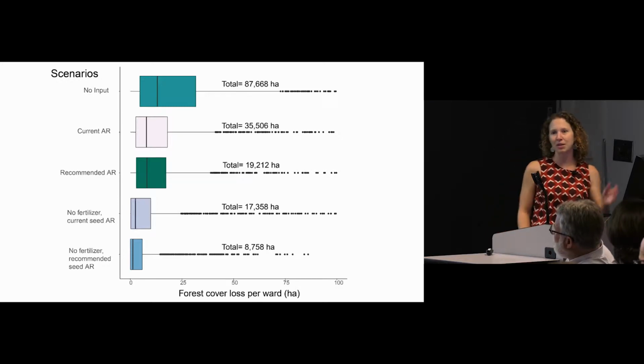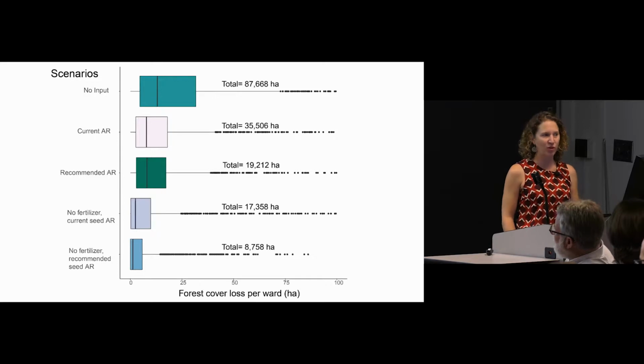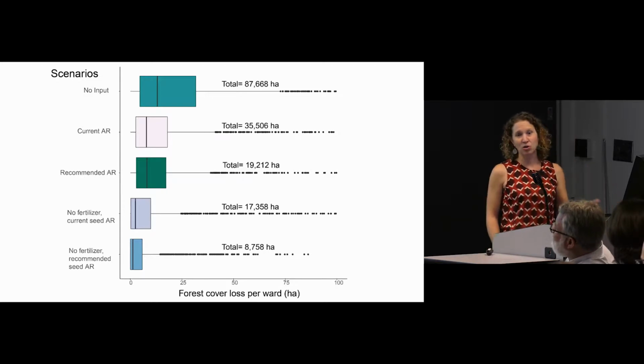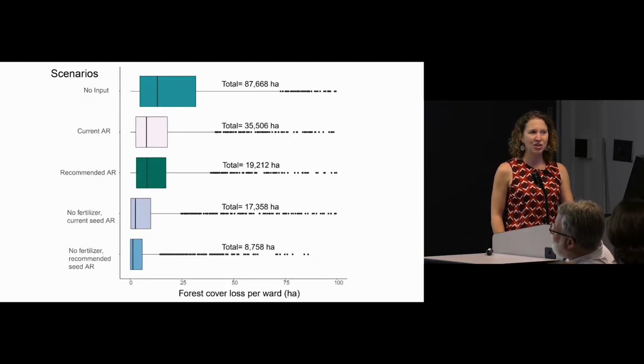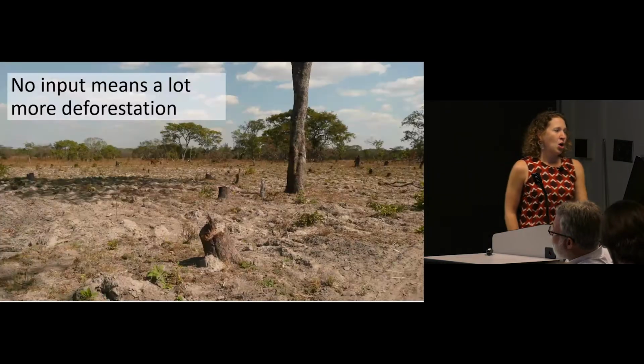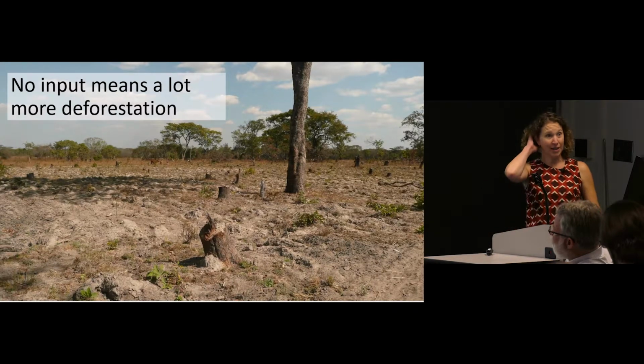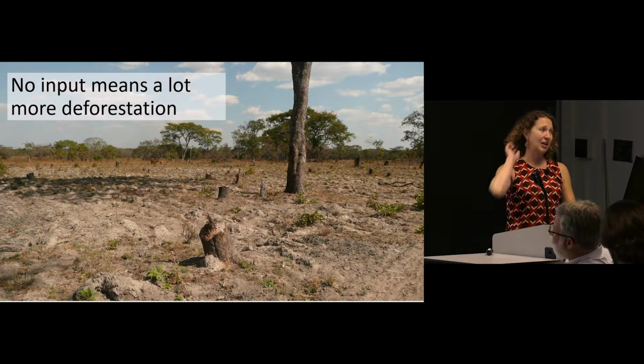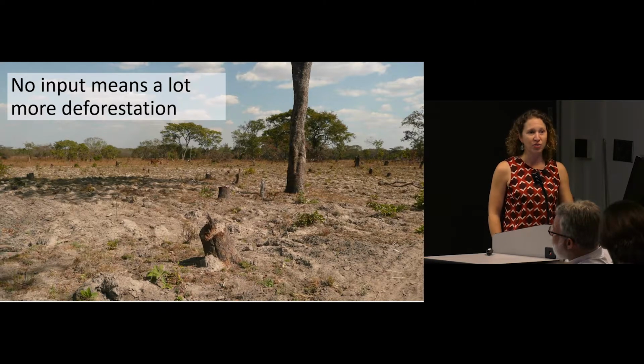Well, definitely there's a big difference in terms of predicted forest cover loss. With no inputs, there's higher deforestation. And what we see is that the role of fertilizer is complex, but it doesn't seem to contribute fully to reducing forest cover loss. So what we can take from these results is definitely that without inputs, there would be more deforestation. So definitely those inputs are useful right now to hold back deforestation.